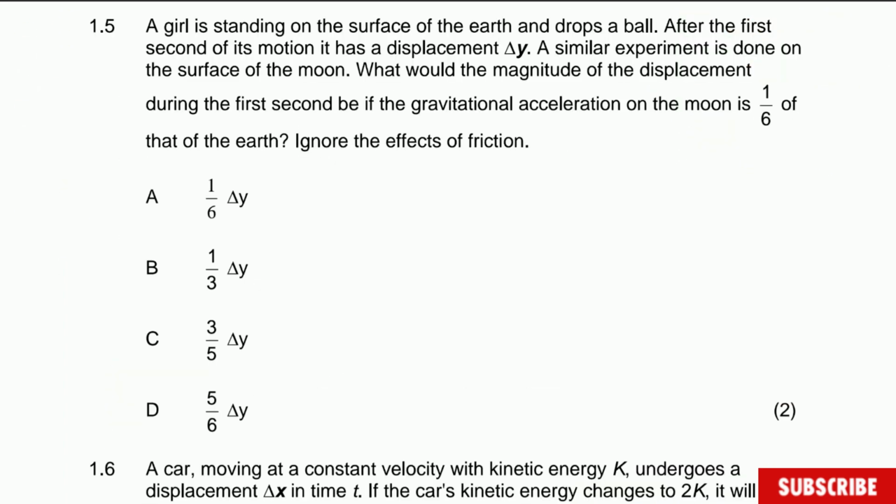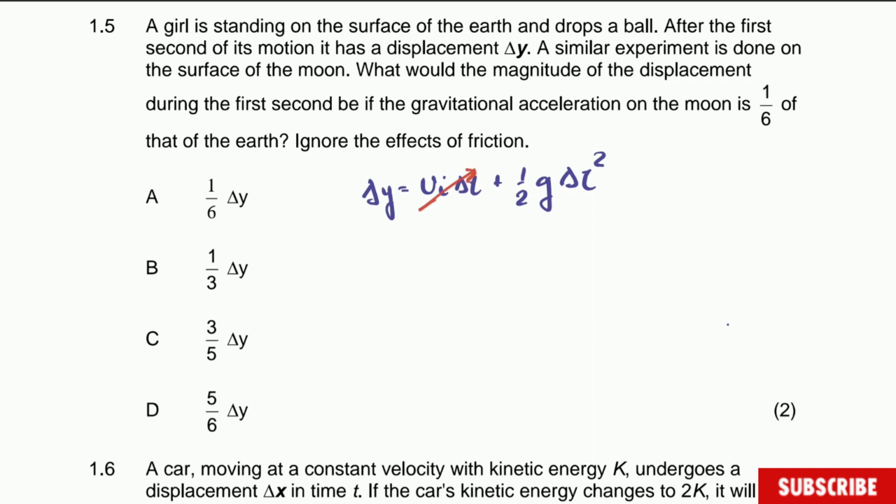Now question 1.5 says a girl is standing on the surface of the earth and drops a ball. After the first second of its motion, it has displacement delta y. A similar experiment is done on the surface of the moon. What would the magnitude of displacement during the first second be if the gravitational acceleration on the moon is 1/6 of that on the earth? Ignore the effect of friction. So on the earth, we know that the displacement is equal to initial velocity multiplied by the time plus half acceleration due to gravity multiplied by the time squared. Now, if we work with this one, we know because the object is being dropped, this here is 0.